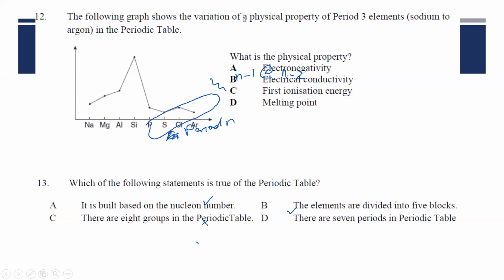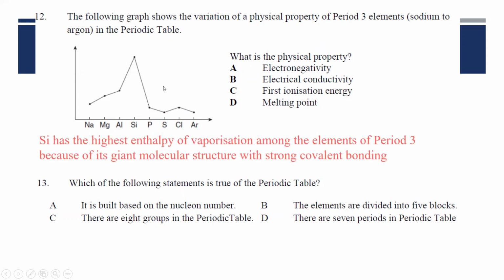The following graph shows the variations of the physical properties of period 3 from sodium to argon. What is the physical property? If you look at the graph closely, it is very obviously trying to tell you the melting point of the elements. Okay, so that is for number 12. This is a melting point trend.